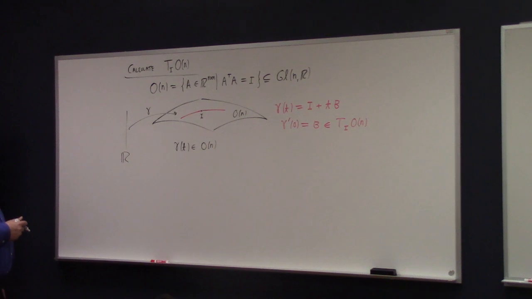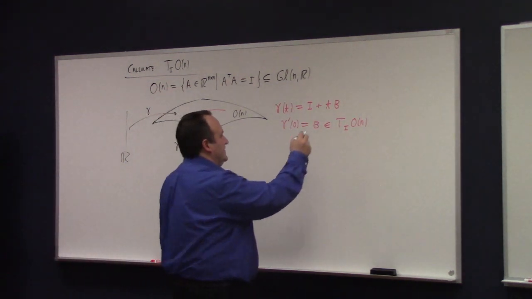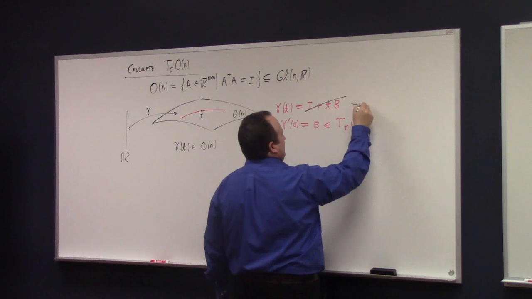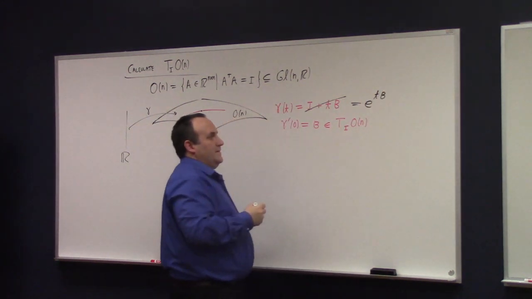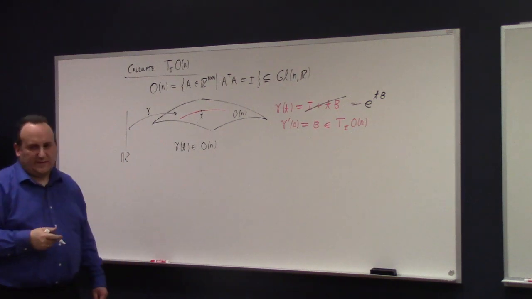I don't think this is actually entirely true. Maybe he has more fine print. I thought this was too easy. What I usually see done, instead of this, is I see this: e to the tB. Let's do that, because I've talked to you guys about the matrix exponential before.